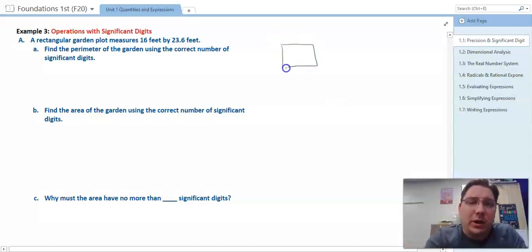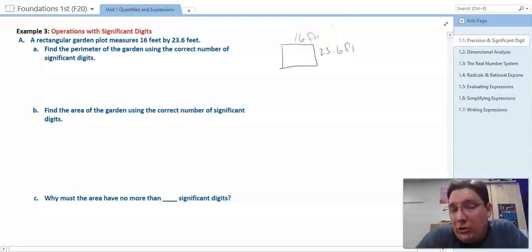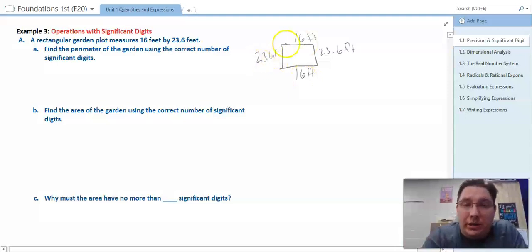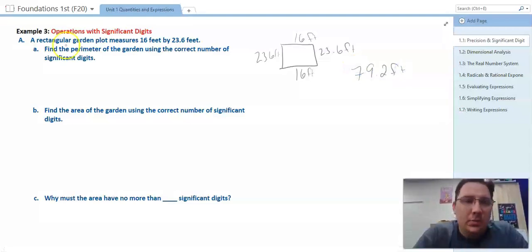If I've got a rectangle, and this is 16 feet and this is 23.6 feet, obviously my drawing is not to scale. Remember, perimeter would be adding up all the sides, so this other side would also be 16 feet, and this side would be 23.6 feet. When we add those together, 32, and this is going to be 47.2, so 32 and 47.2 is going to give us 79.2 feet.